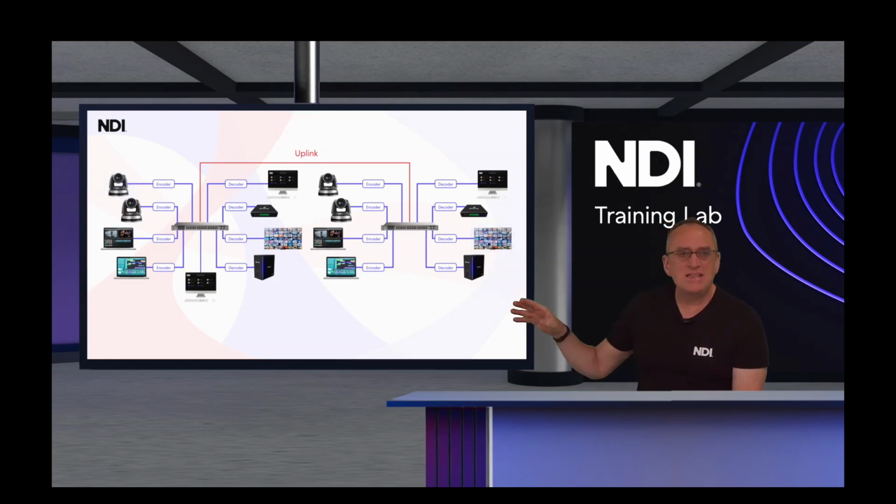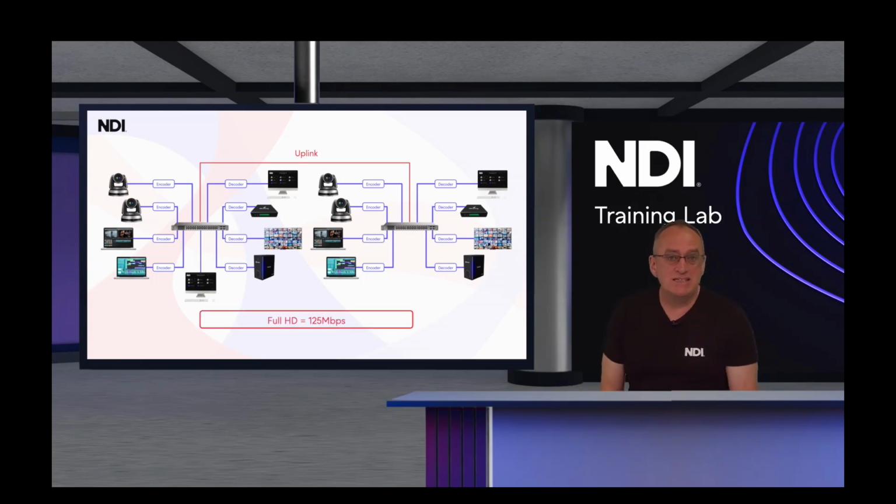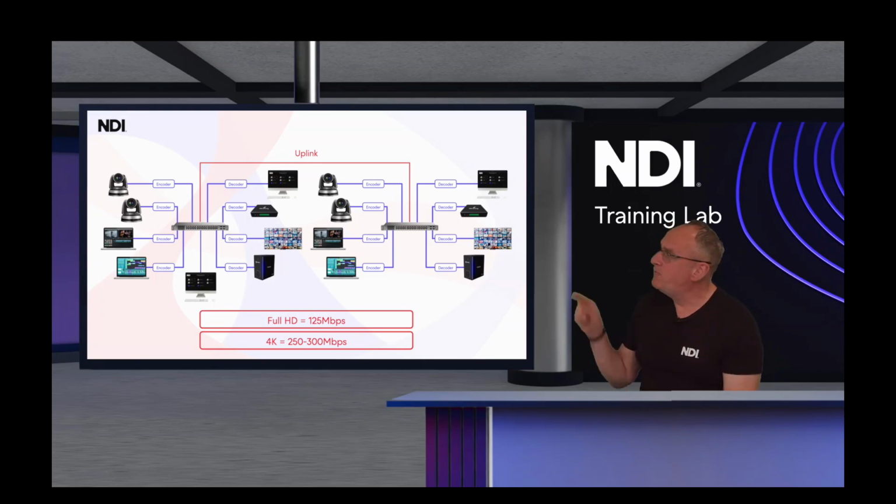First of all, assess the bandwidth requirements accurately. Each NDI stream has a predictable bandwidth footprint. Full HD 1920 by 1080 at 60p, for example, is 125 megabits per second. 4K is 250 to 300 megabits per second, depending on the frame rate and format. So, we multiply by the number of simultaneous streams traversing a link to understand the worst case scenario link load, and we can then figure out exactly what we need for these uplinks.